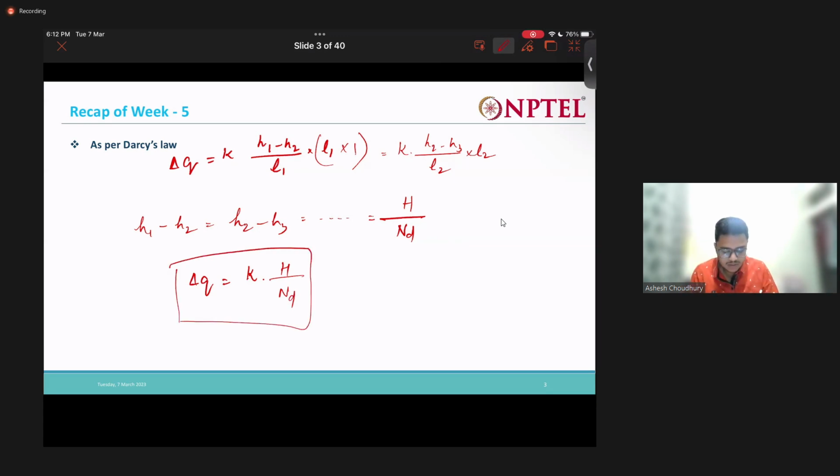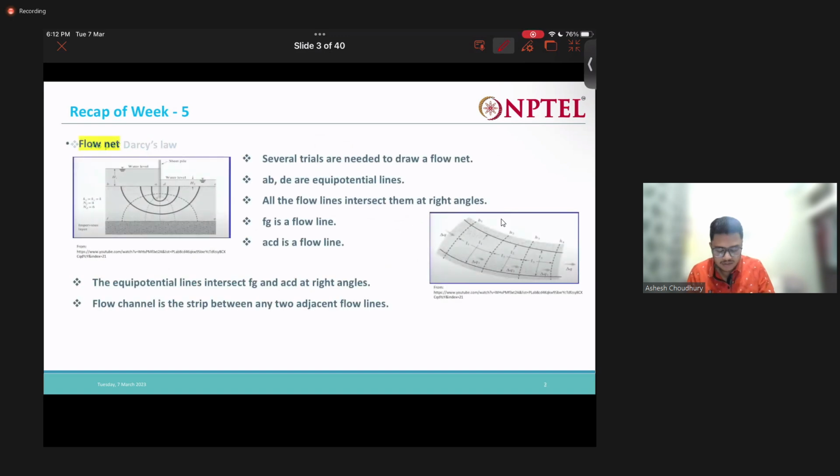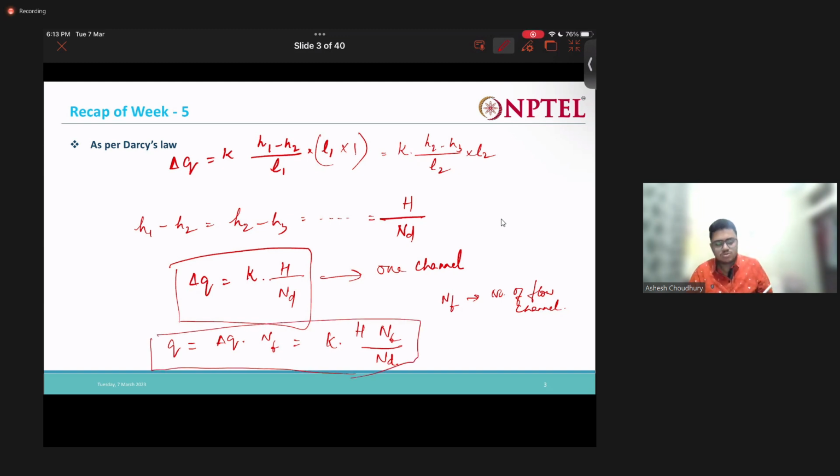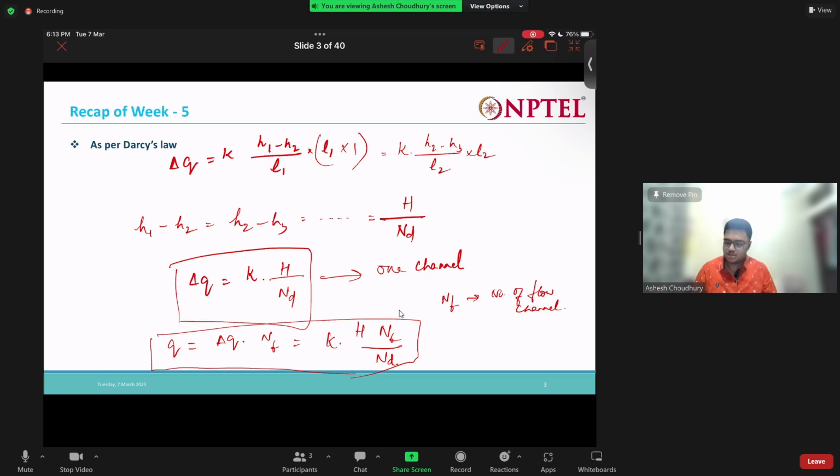So this is the flow that is occurring through one flow channel. There are a number of flow channels. If Nf is the number of flow channels, the total flow that is occurring per unit length will be delta q into Nf, equal to k h Nf by Nd. So this is the total flow that is occurring per unit length of the structure.